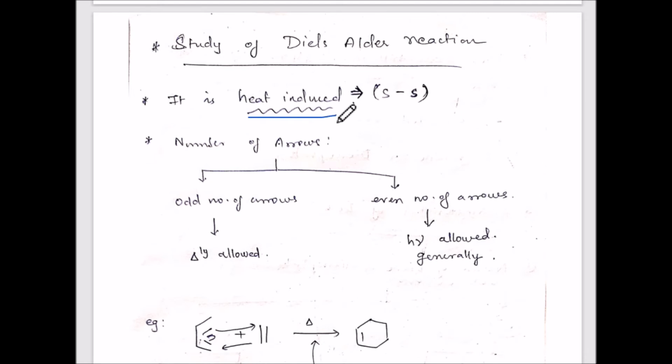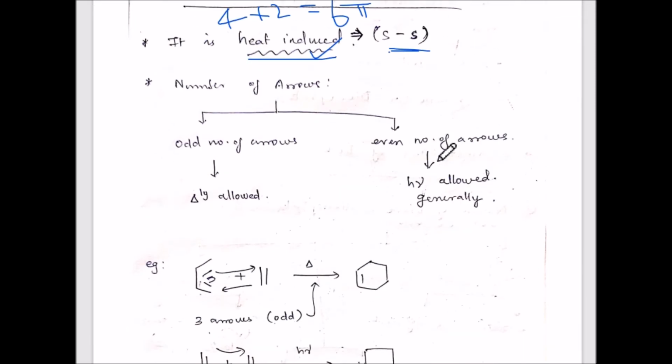Here you can see that it is a heat induced reaction. Why? You know that it is a 4 plus 2 cycloaddition which involves a 6 pi electron system, right? So 6 pi electrons stands for 4n plus 2, and we saw in the FMO approach that it is a heat induced reaction, and you also saw that it is a suprafacial interaction, in the orbital lobes we discussed.